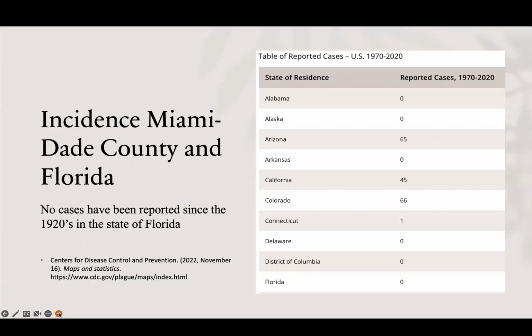The incidence of plague in Miami-Dade County in the state of Florida is 0. There has not been any cases of plague reported in the state of Florida since the 1920s, according to the Florida Health Department. As seen to the right, these are the prevalent cases in alphabetical order from Alabama to Florida. Prevalence was used in place of incidence due to the extremely low number of cases.